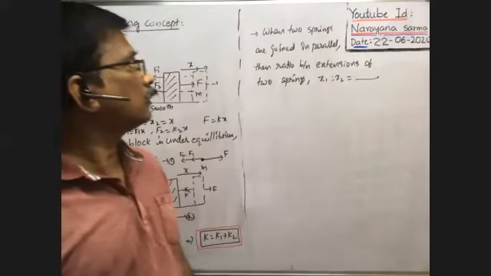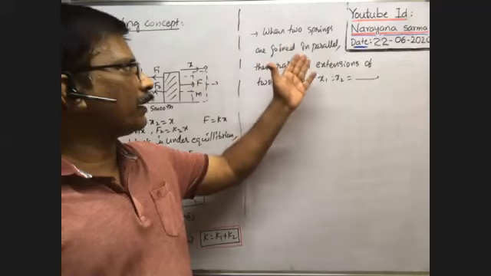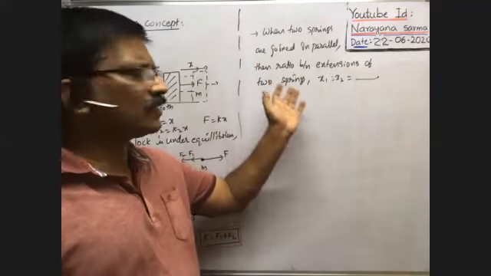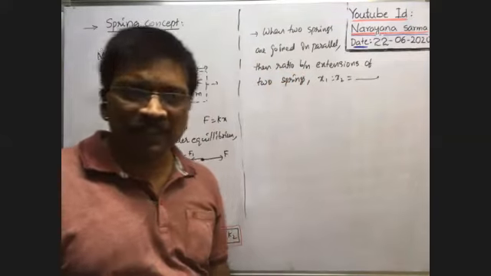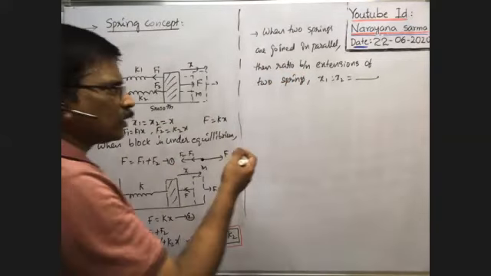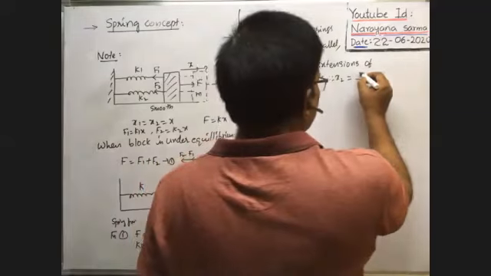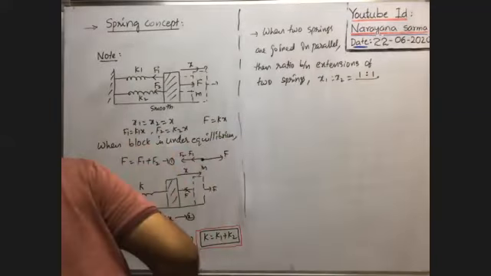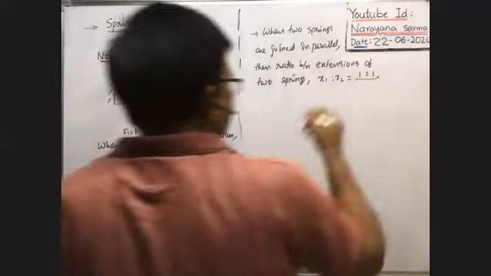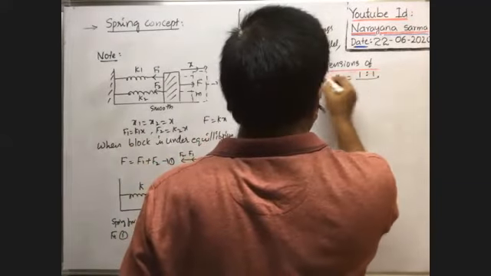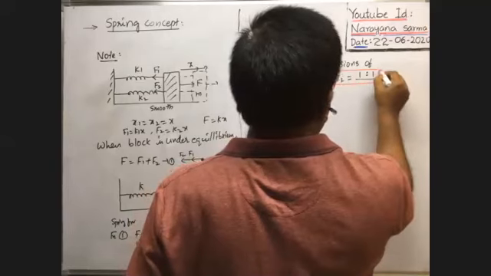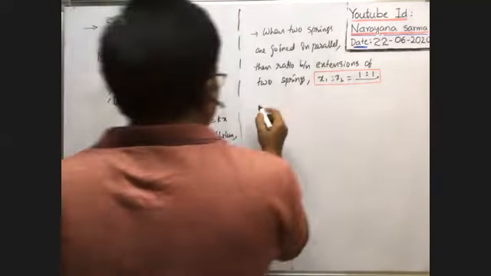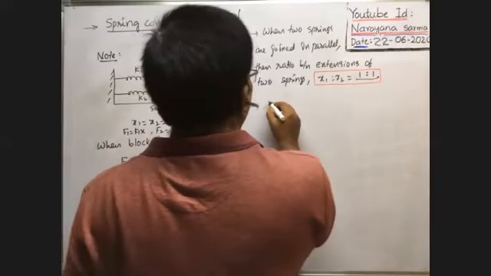When two springs are joined in parallel, what is the ratio between the extensions of the two springs? Extensions are the same, no? Then only they are said to be parallel. That's why the ratio between the extensions of the two springs is equal to 1:1.